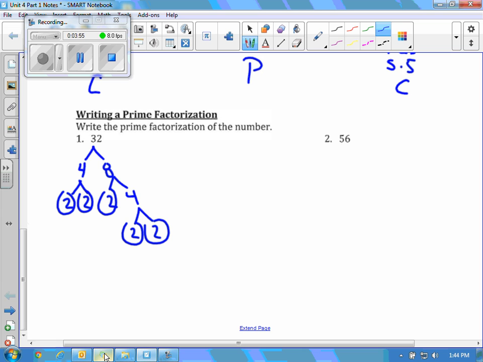Then I want to write out the multiplication, starting with the smallest number. In this case, I only have 2, so that makes life pretty easy. So I write out the multiplication. And then since I have 5 2's, I'm going to write it 2 to the 5th power. And I'm all done there.